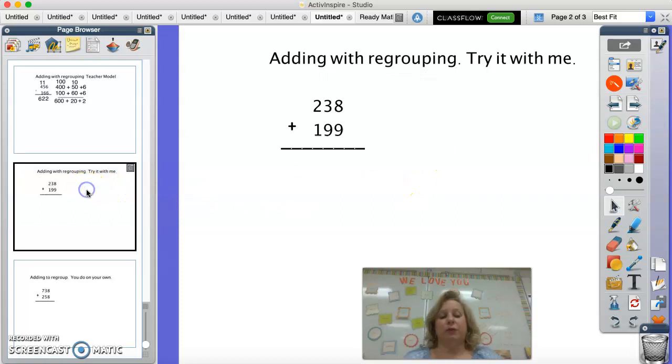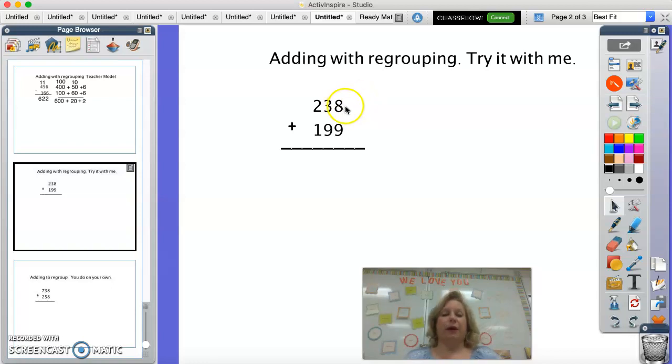Now we're going to do one all together, and you can work on this with your whiteboard as we're doing this. You can do it any way. You could use the expanded form. If you want to, you also have the base 10 blocks, which I sent home with you at the beginning of the year. You can cut them out and start manipulating those. Or you can just use place value.